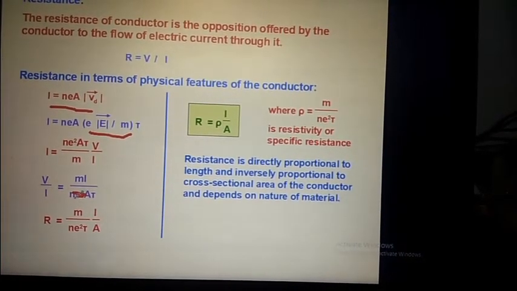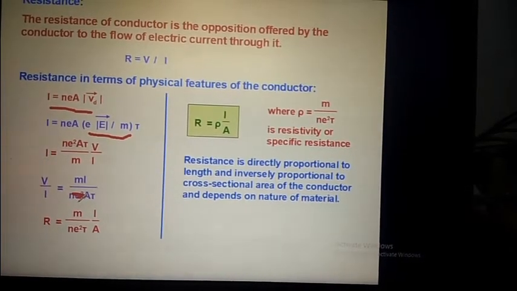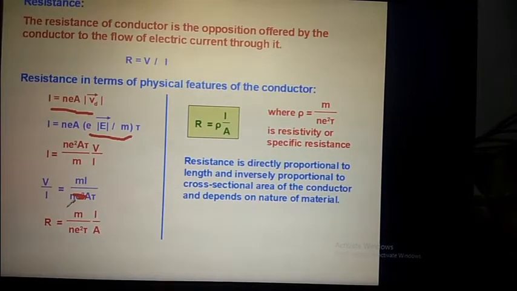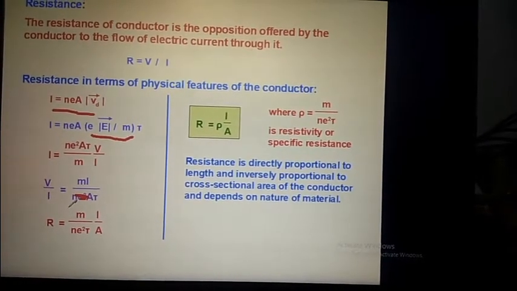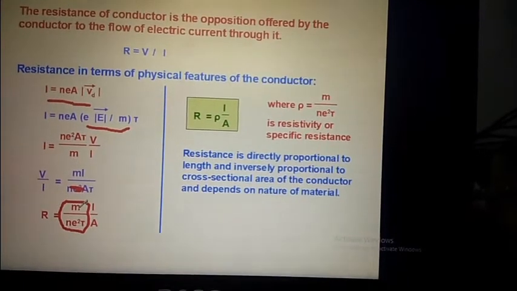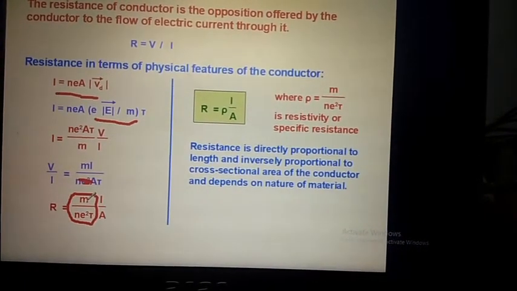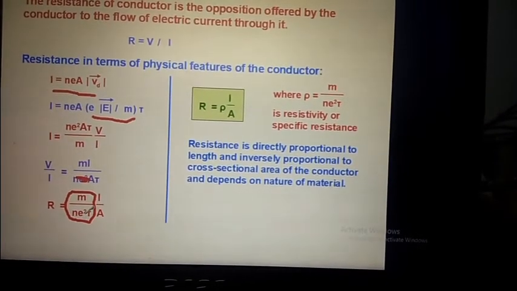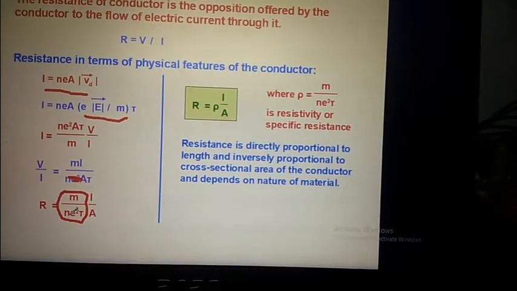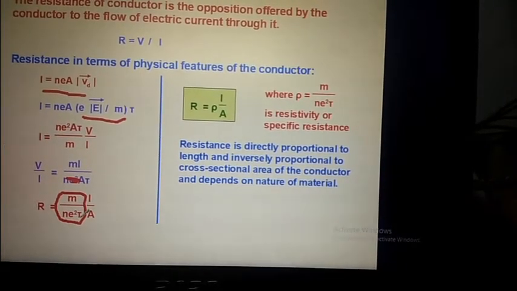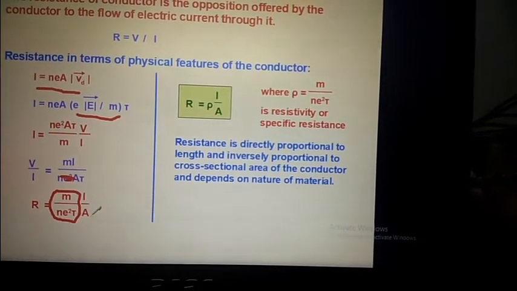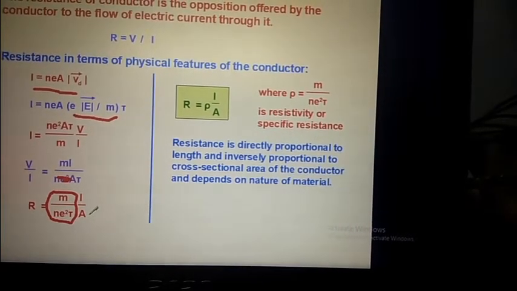N, we know, is the number of charge carriers, E is the basic unit of charge, and finally we come to know that R is equal to m by NE square T into L by A. This value is a constant because m is the mass of the electron, a constant, 9.1 into 10 raised to minus 31 kilogram, and E is the basic unit of charge, 1.6 into 10 raised to minus 19 coulomb. N is the number of charge carriers, also constant, and T is the time, also constant. The only things are L and A, where L and A are variables that depend on the conductor.